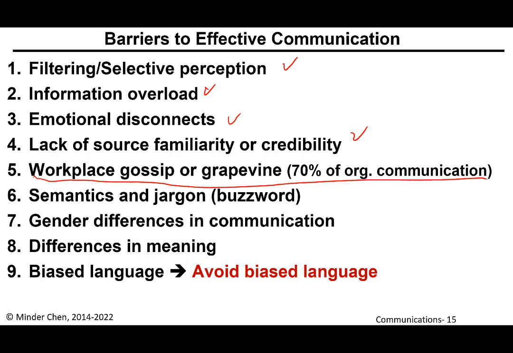There's a lot of gossip or grapevine within organizations. 70% of organizational communication occurs through workplace gossip. Gossip can actually contain quite useful information, because a lot of times the formal communication channel may not tell the whole story, and that's why people like to gossip. But you need to be a little bit careful in terms of gossiping. We'll talk about that a little bit.